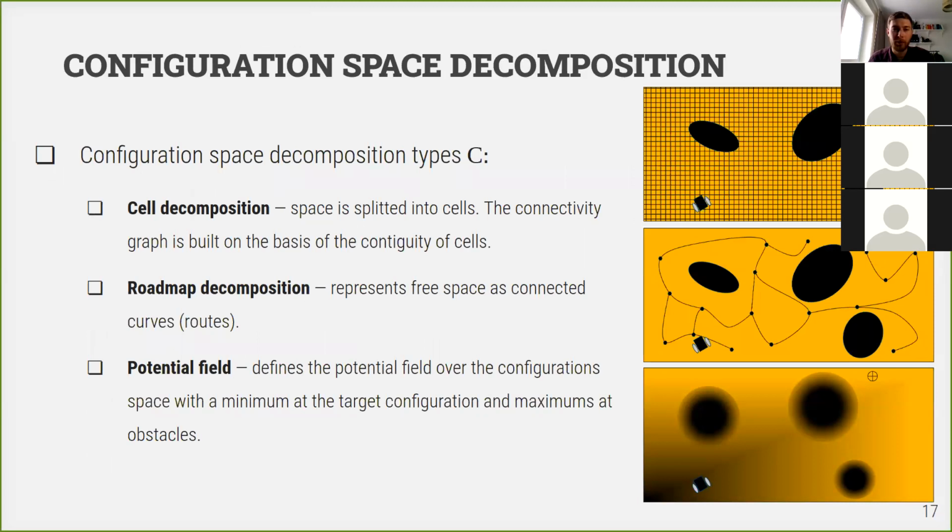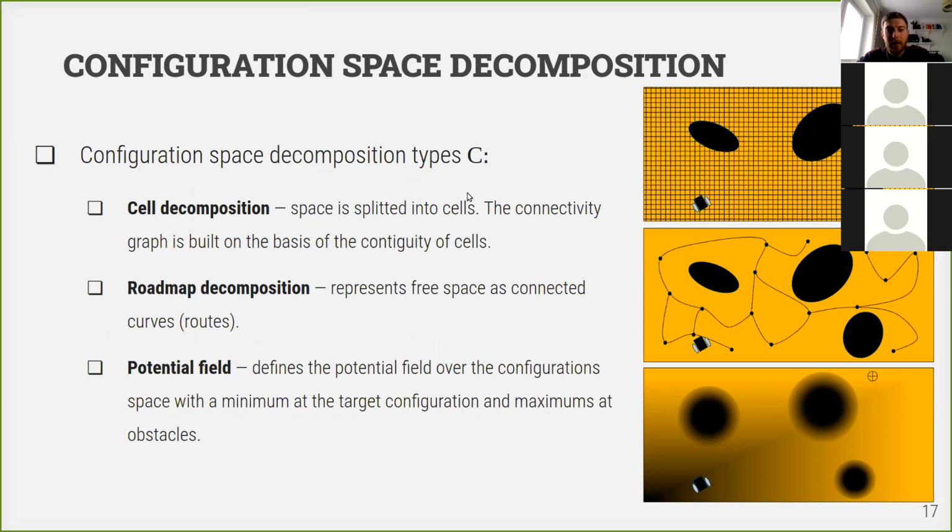And then we have to perform decomposition. As we said, the second step is some type of space decomposition. So we will consider three different approaches to space decomposition. There is cell decomposition, where space is split into cells. Cells can be equal or different in size.